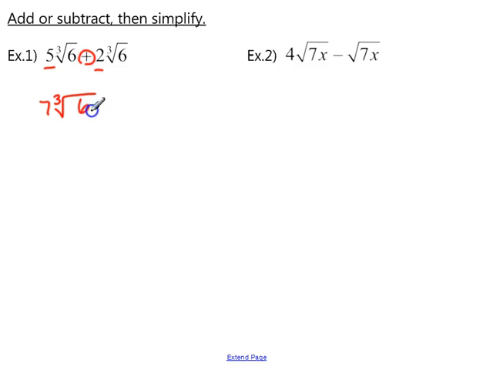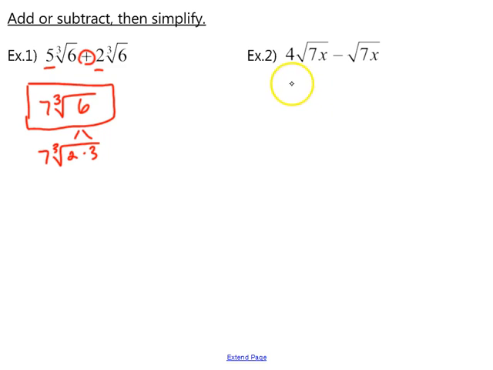Now, we want to simplify this if possible, but 6, if we break this down, is going to be 2 times 3. 2 and 3 are both primes, and we can't break this down any further to get any groups of 3 out. So this is actually our simplified answer.